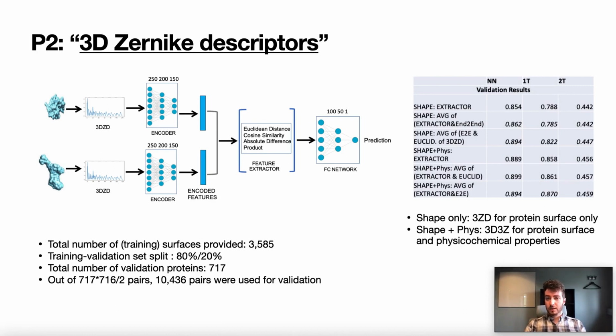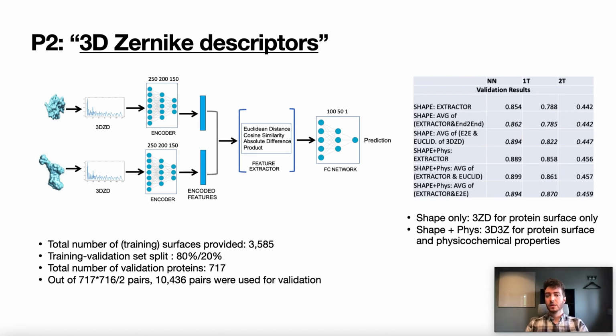Then the result of this process is passed to a fully connected network. The final output of this architecture is a probability that these 2 proteins belong to the same class or not. In the second architecture, encodings are directly provided as input to the fully connected network, thus ignoring the feature extractor layer.